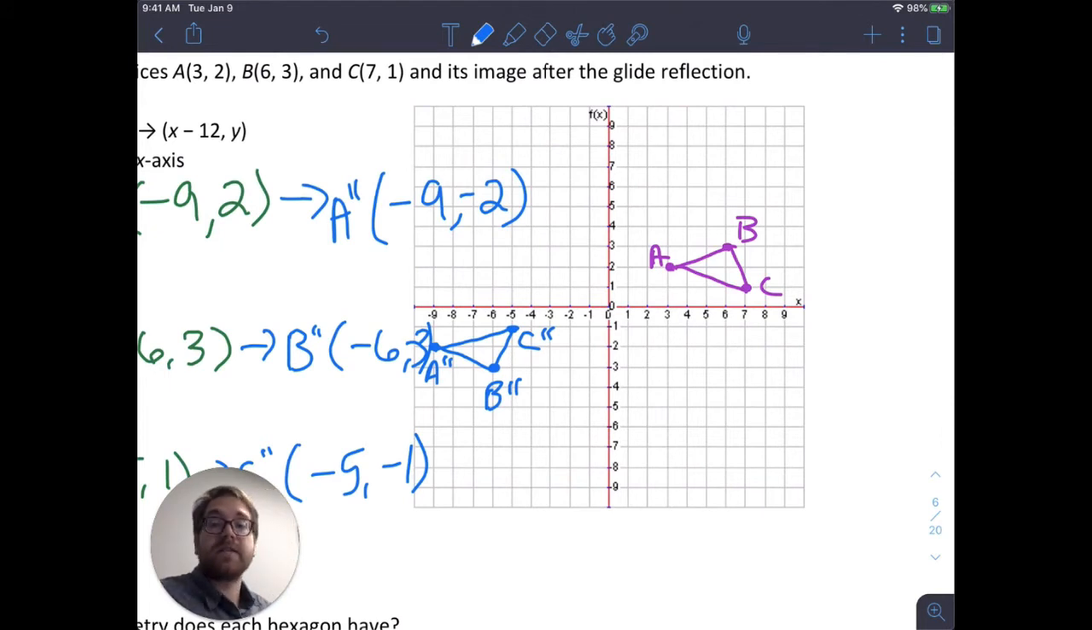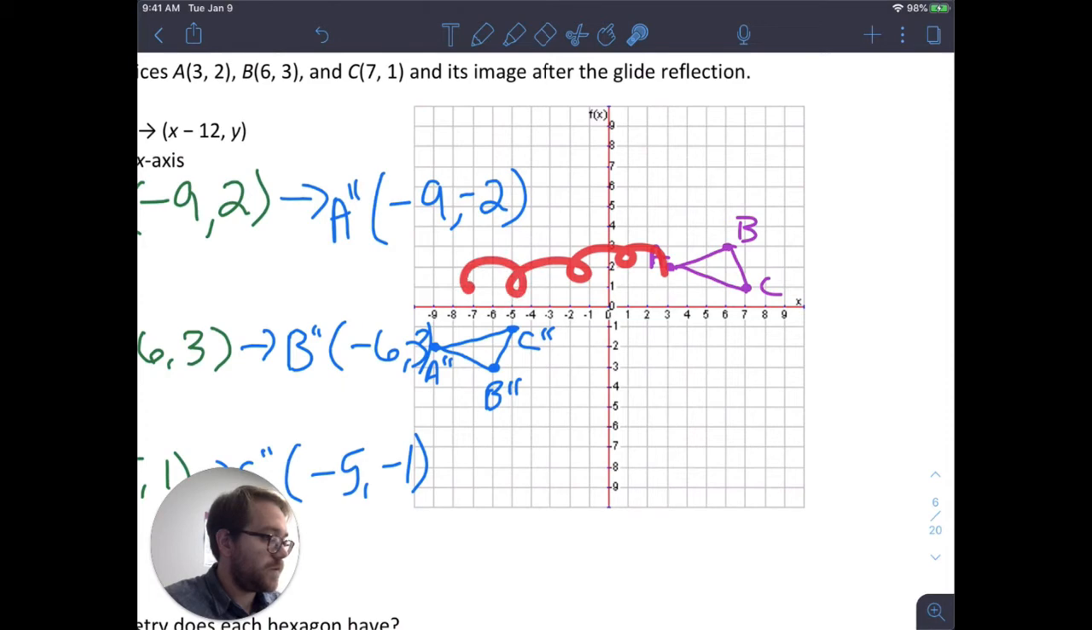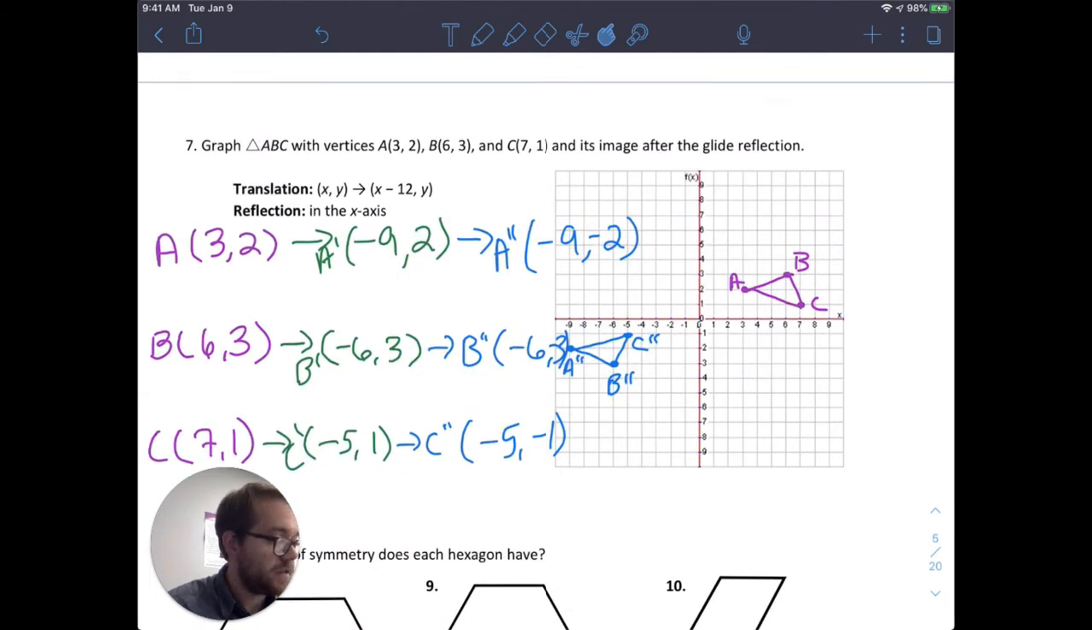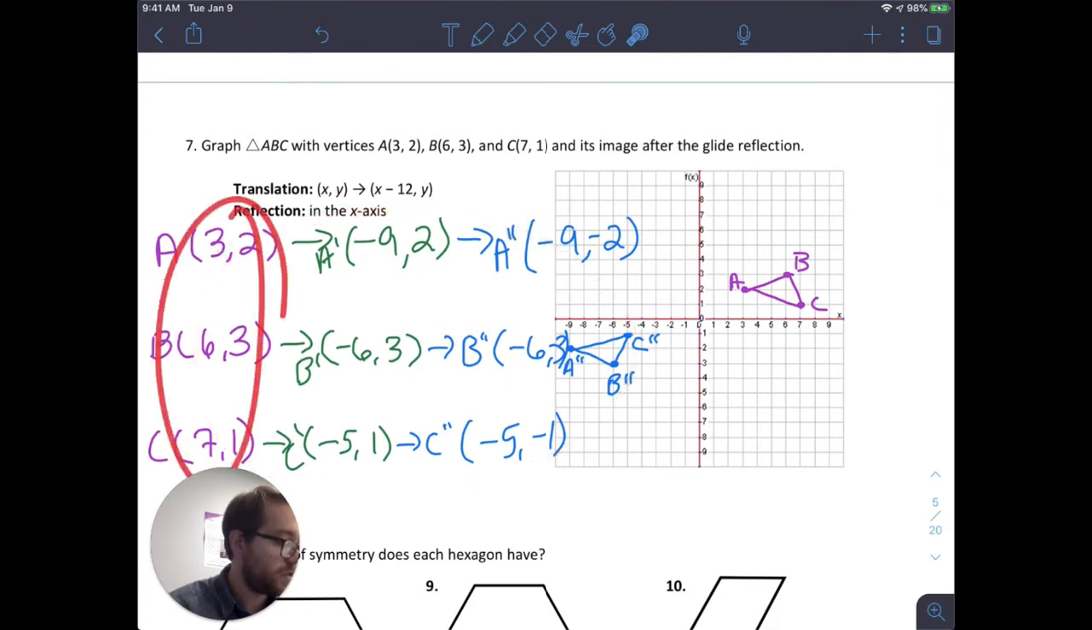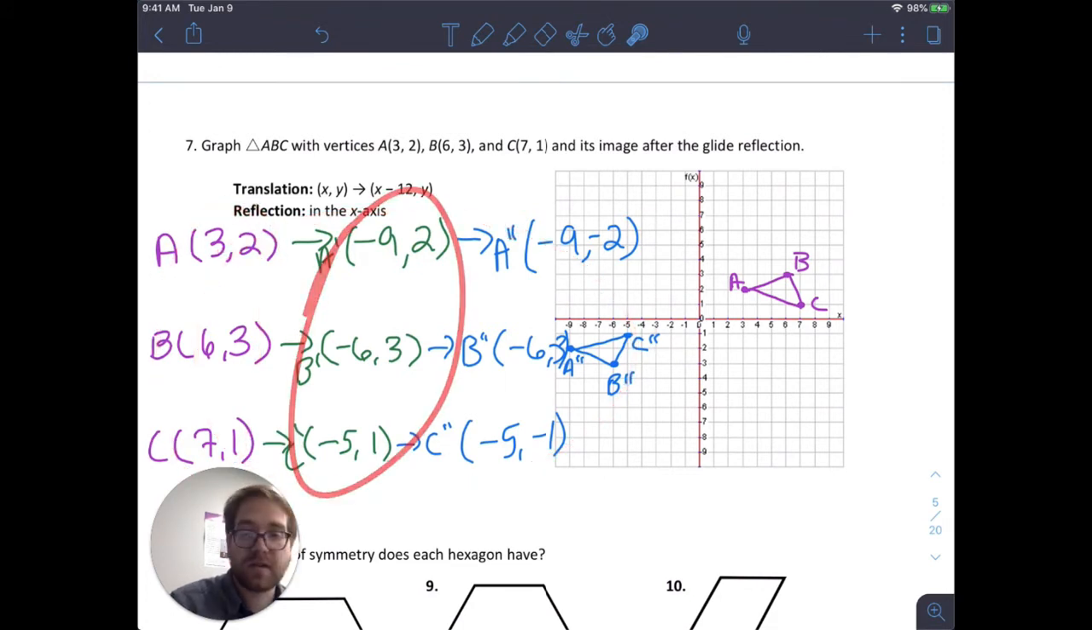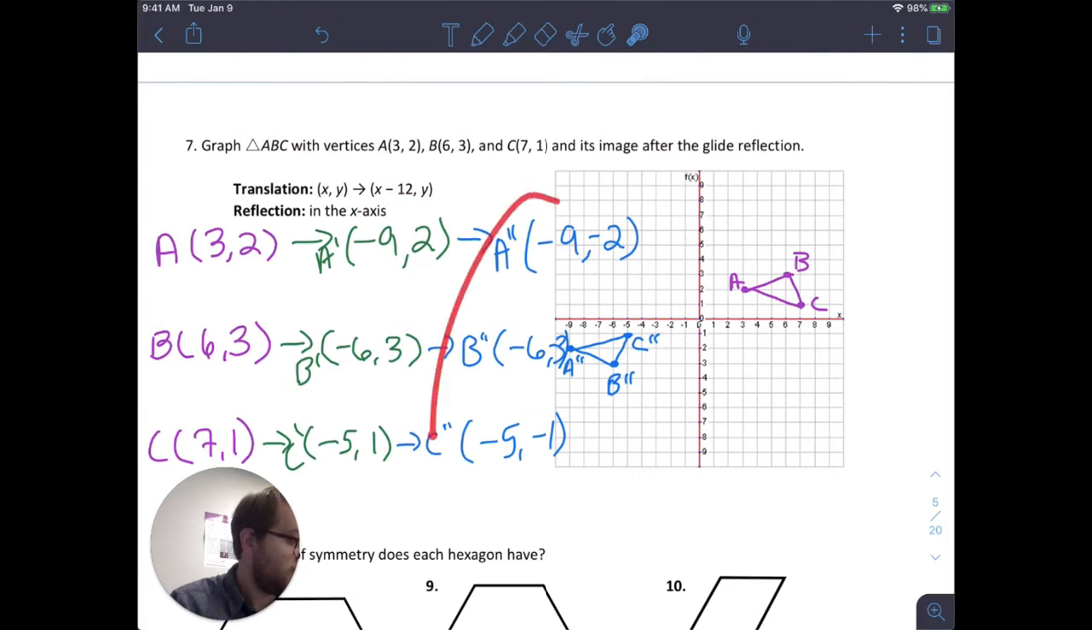And so there is the glide reflection of that triangle. Okay? So again, you could have bunny hopped over with the translation and then looked at the reflection to see where the points were. But it might have been easier, and it's definitely good practice to figure out how to do that with the coordinates. To do this right here, I take my original coordinates, translate them using my translation rules, and then reflect them using my reflection rules.